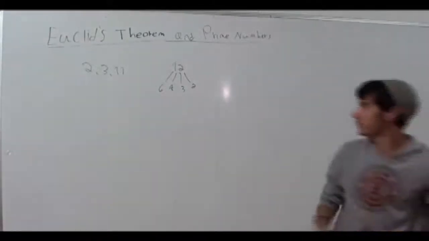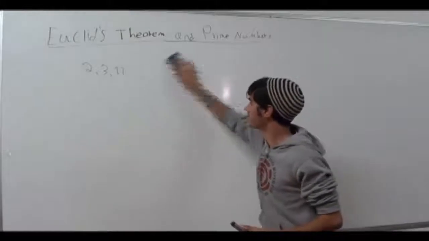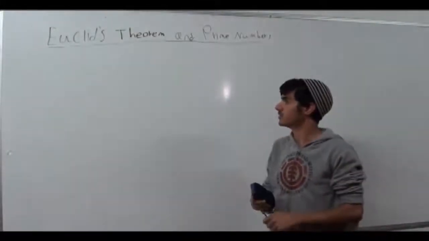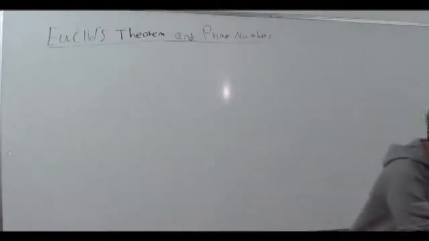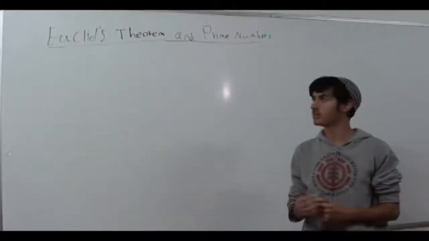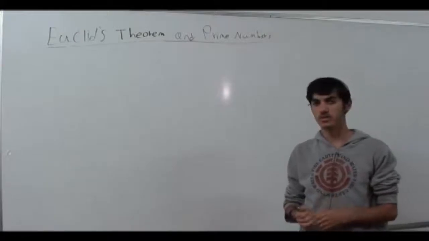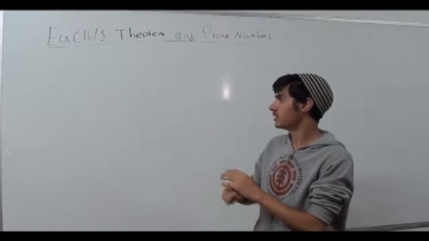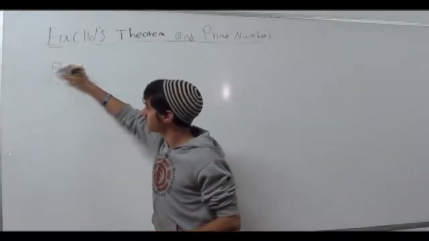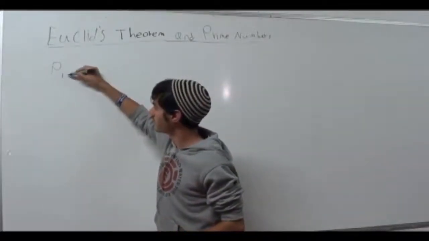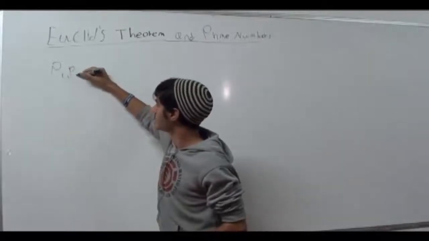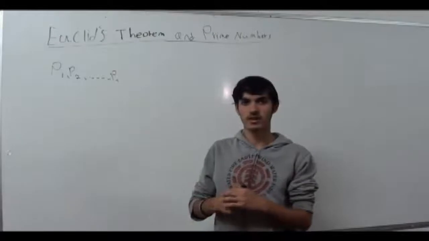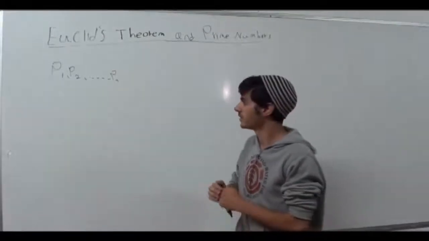The next thing I'll talk to you about is the actual theorem. The theorem was published by Euclid in his work, The Elements, in the year 300 BC, and it starts like this. First of all, let there be a list, any list of a finite number of prime numbers. For example, P1, P2, all the way to Pn, while n is a finite number, which means it's not infinite.